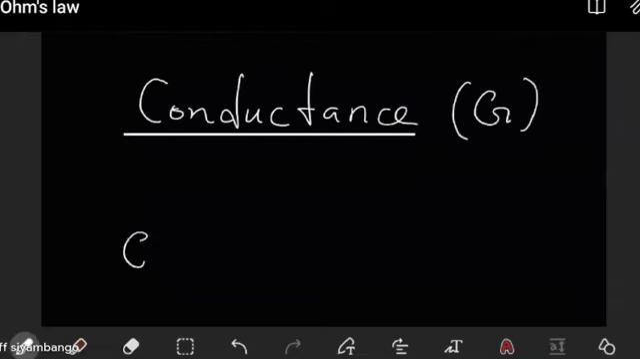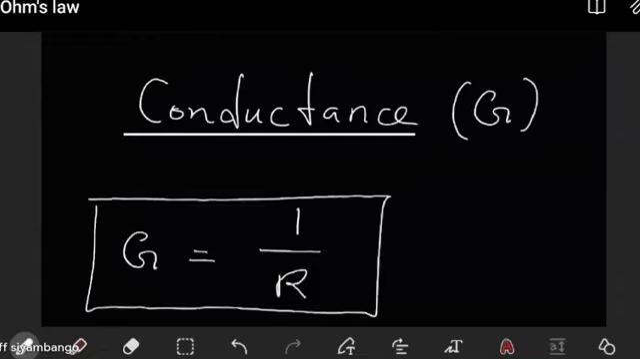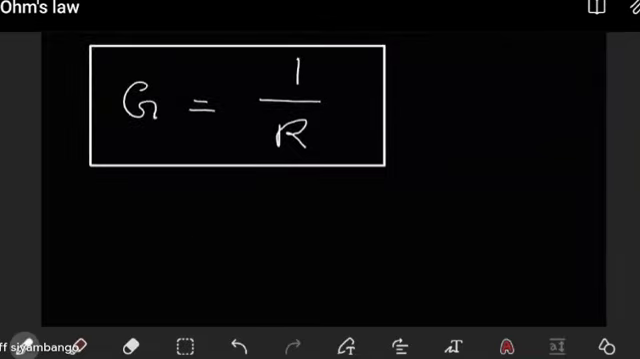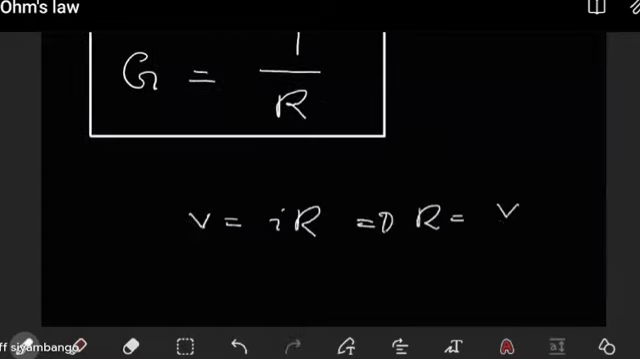By reciprocal, I mean the inverse. So conductance is just 1 over the resistance. So if you have the resistance, divide it into 1, and what you will get will be the conductance. Remember, from Ohm's law, we had voltage being equal to IR. And from this, we ended up with R being equal to voltage over I.